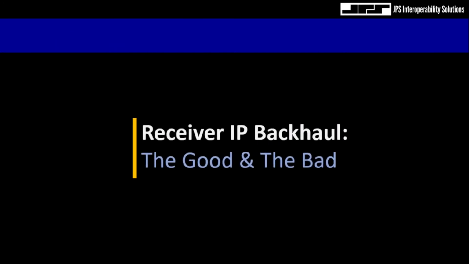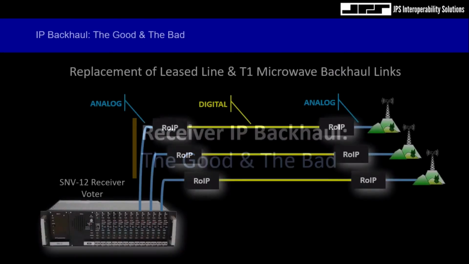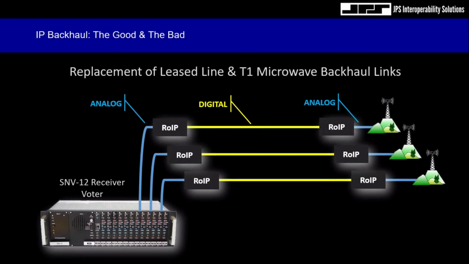So let's talk about the use of IP networks when deciding to backhaul receive audio between the receiver and the voter. There's the good and there's the bad when it comes to RoIP and voting. Here we have a very simple three-site single channel system. Incidentally, the system we see here is a channel, so this single SNV12 voter chassis equates to a single radio channel. There are individual site voter modules within the SNV12 chassis that support the many receiver sites. Sometimes we get confused, but the individual modules are not channels, but sites.